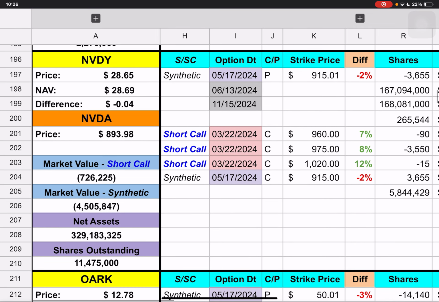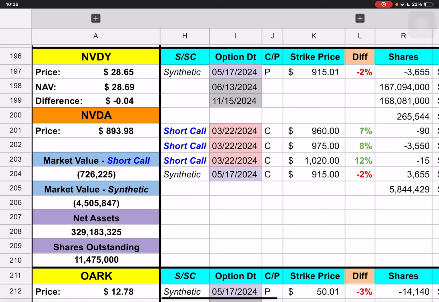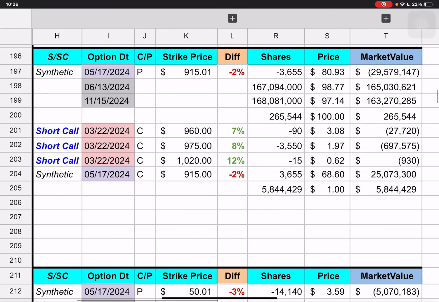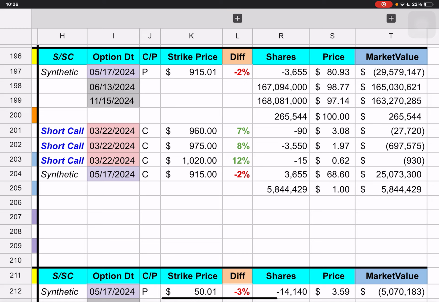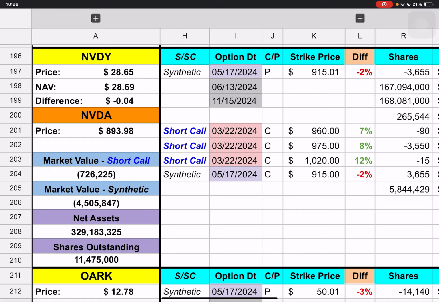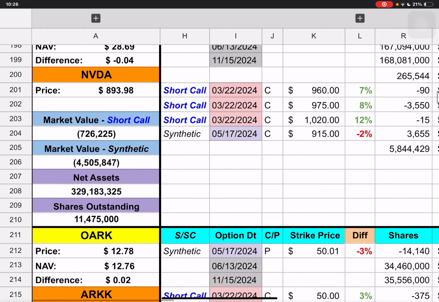$9.26 it looked like. And then we have NVIDIA, which closed at $28.65. NVIDIA closed at $893.98. You can see we have three short calls that all expire on Friday with strike prices $960, $975, and $1,020. And we are below those by 7, 8, and 12%. We are also below the synthetic by 2%. So currently it looks like it's going to cost roughly $4.5 million if we wanted to close out the synthetics, but we have 2 months for those.